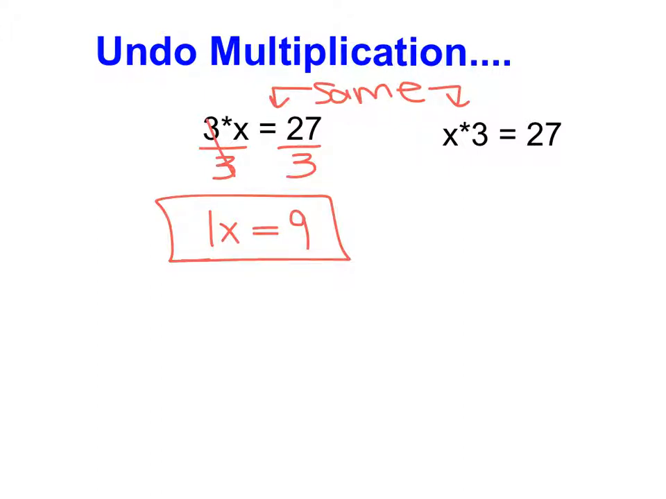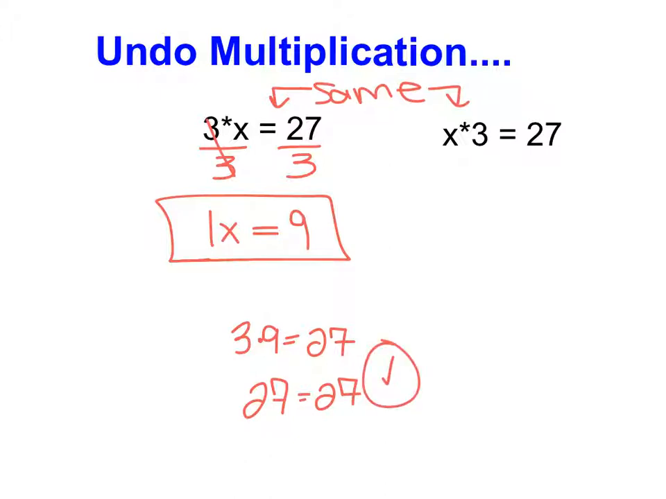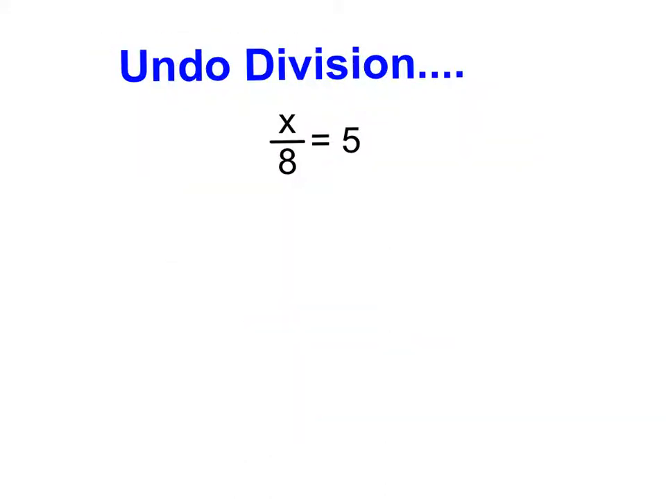And then here we can check our answer. We can do 3 times 9 is equal to 27, which we know in fact to be true. So we can see that x equals 9 is the value for x that makes our equation true. And then finally here you can see that we have division going on. And what we can do here is undo division by using multiplication. So what I'm going to do is, because I'm dividing by 8, I'm going to multiply by 8 on each side.